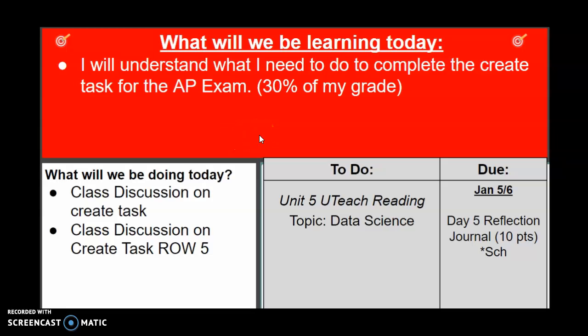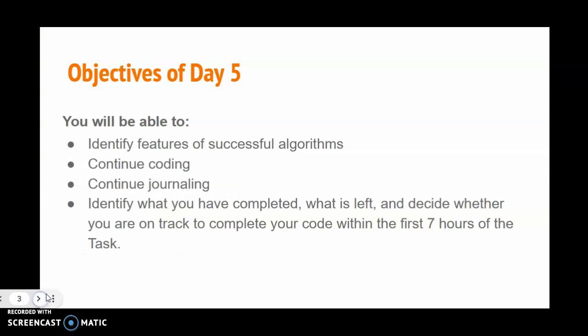What we're going to do today is make sure that you know what you need to do for Create Task Row 5. By the end of today, I'd like you to finish this in class and turn in the Day 5 Reflection Journal on Schoology. This is the wrong due date. It's not January 5th and 6th. It's the next class period that it's due, and the due date has been fixed in Schoology.